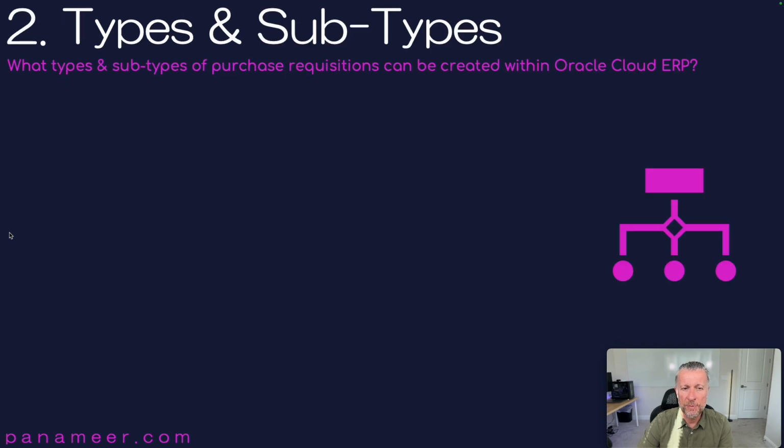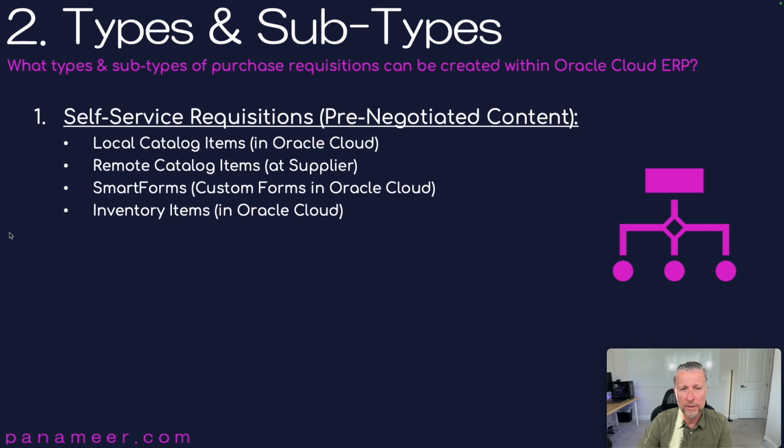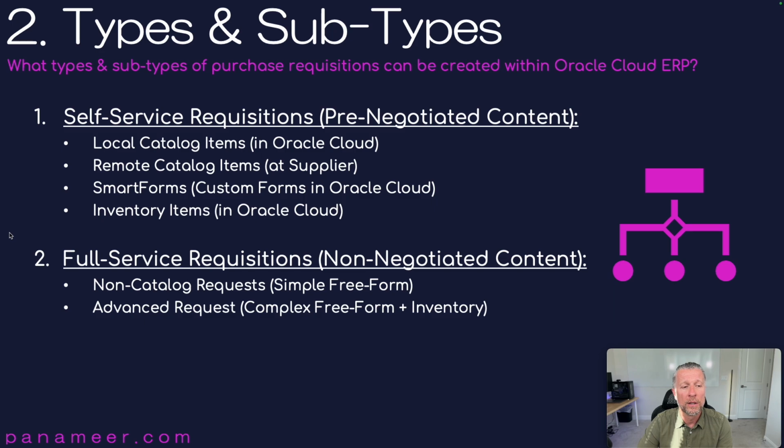Slide 2. What types and subtypes of purchase requisitions can be created within Oracle Cloud ERP? Well, first there's the self-service requisitions, which focus on pre-negotiated content. So think local catalogs, remote catalogs, smart forms, or sometimes even inventory items that have been negotiated. Then you have non-negotiated content, or what we will call full service procurement, meaning the requesters are invoking the services of finding and procuring goods and services. So that will be non-catalog requests or advanced procurement. So perhaps complex, free-form, retainage, this kind of stuff.